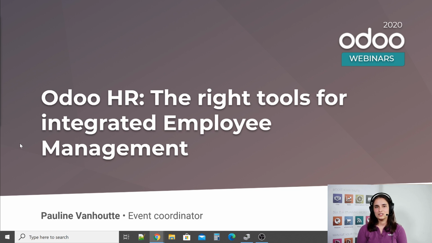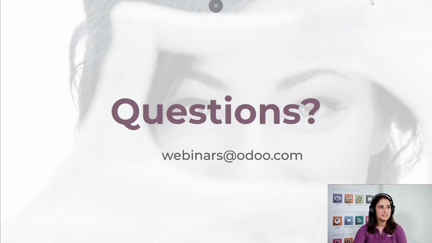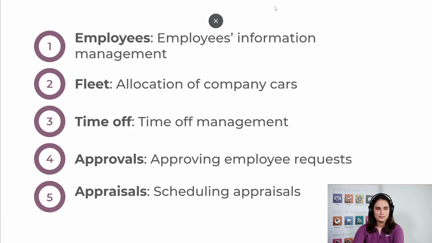Today we'll use a case study to see how the Odoo HR apps are the right tools for an integrated employee management. We will use 5 different apps: the Employees app, the Fleet application, the Time Off application, the Approvals, and finally the Appraisals application.